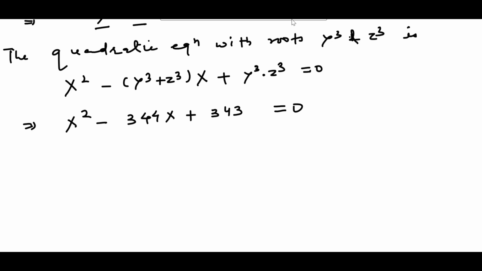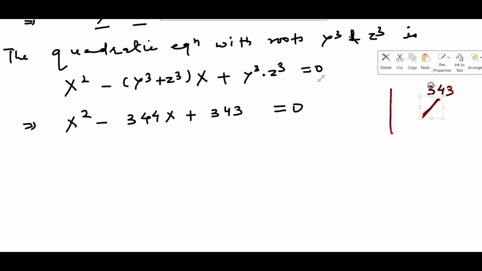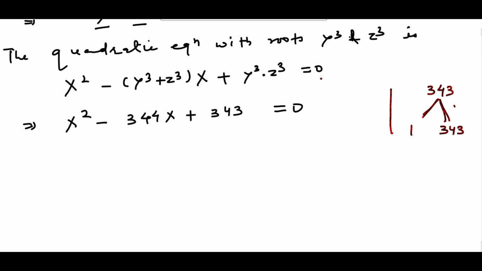Now we can write the factors of 343, that is, 1 and 343. So we can write here capital X square negative 343 multiplied by X negative X plus 343 is equal to 0.